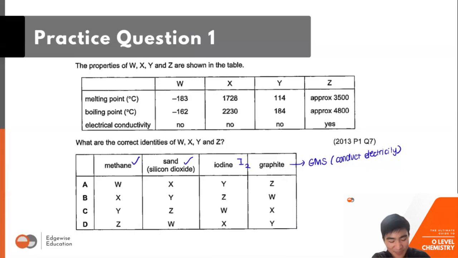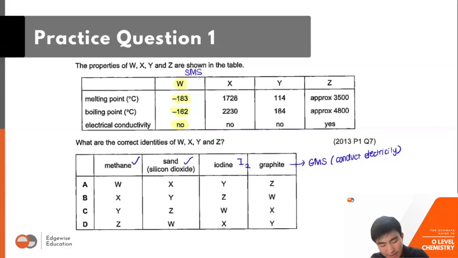Now, okay, let's see. W: 183, 162. This is a very, very low melting point, right? Very, very low melting point. And they cannot conduct electricity. So W definitely must be what? Simple molecular structure. Simple molecular structure, little energy can already melt and boil.